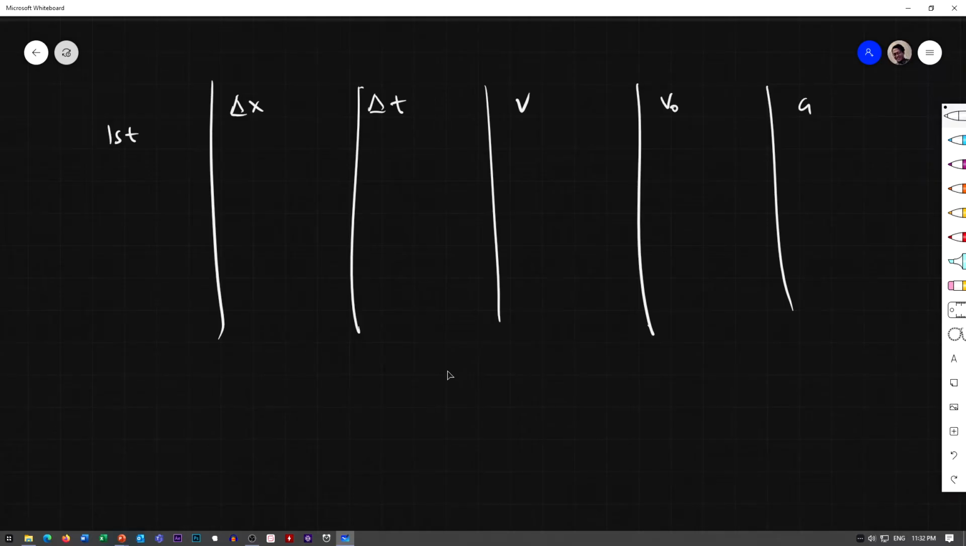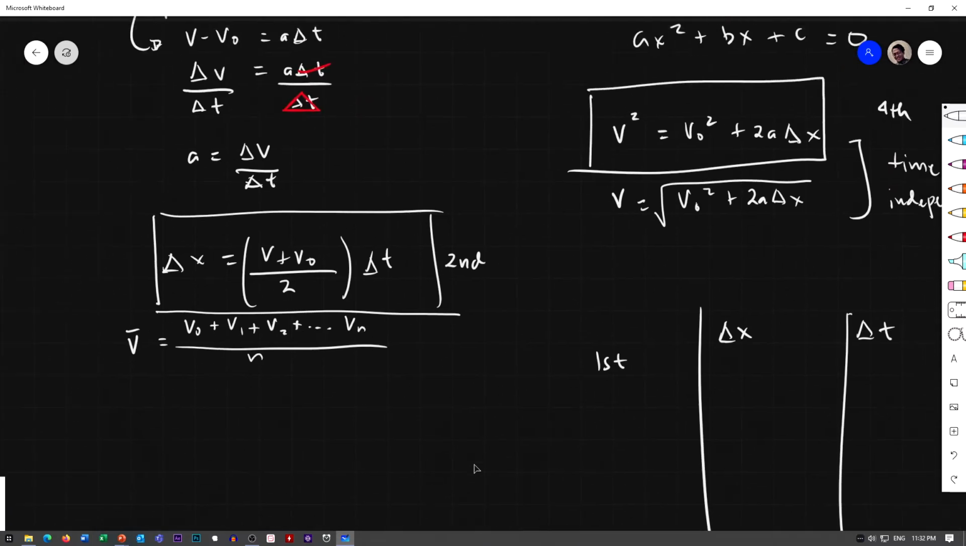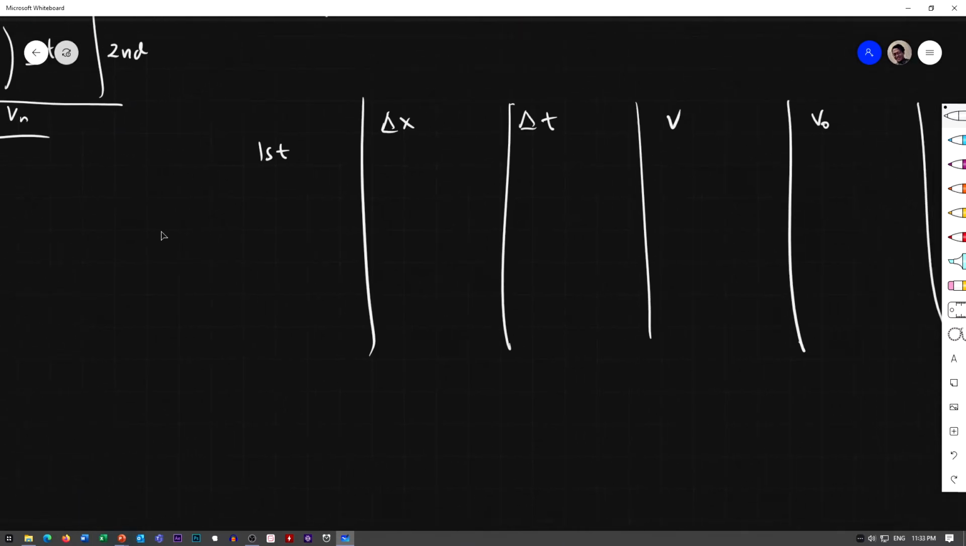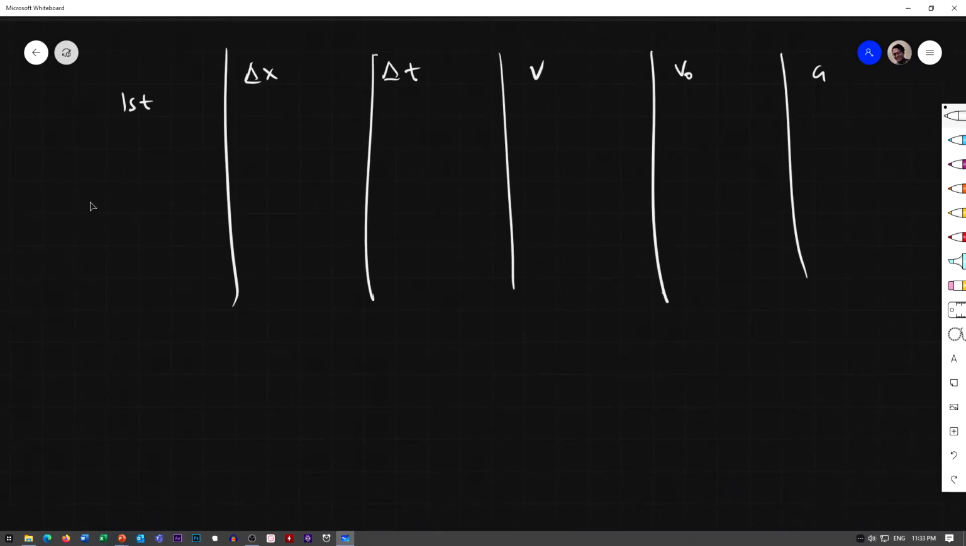So for our first equation, let's check again: v sub 0, a, and t. So we're going to check v sub 0, a, and t. It means if you're going to utilize the first equation, make sure that your given has no delta x or no displacement, no variable for displacement.